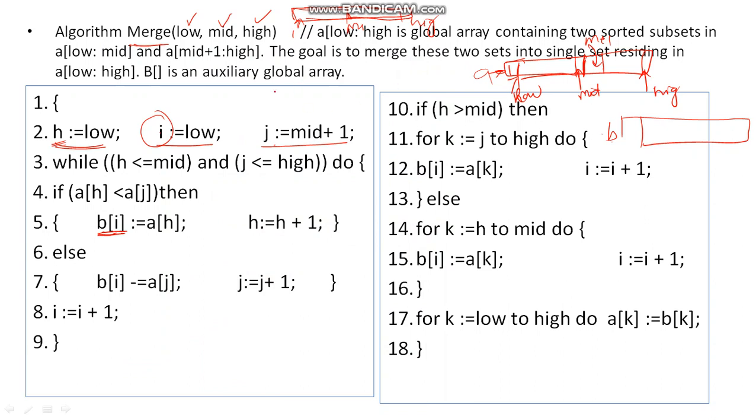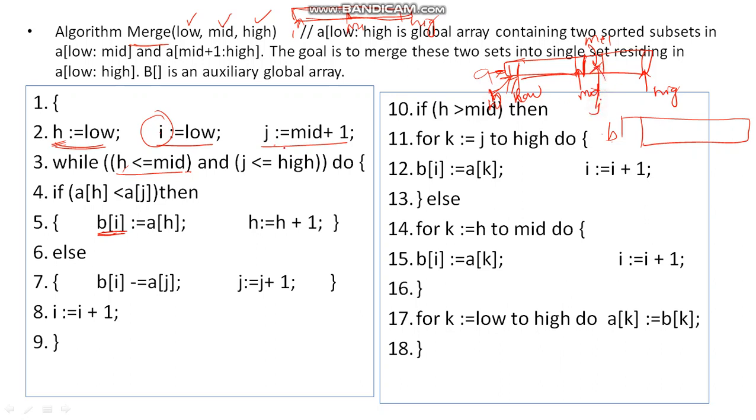So while H is less than mid, now H is pointing here. H is equal to low. That means H is pointing at the lower index of array A, and J is pointing at the mid plus 1 index of array A.